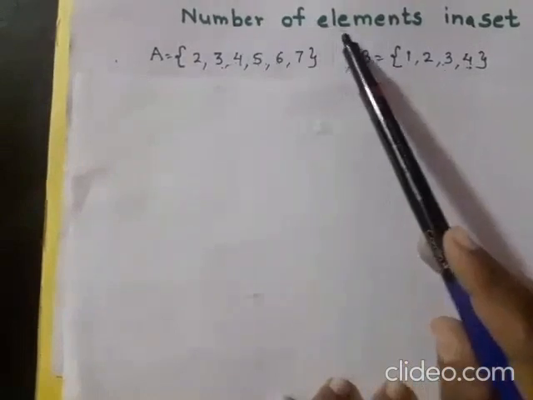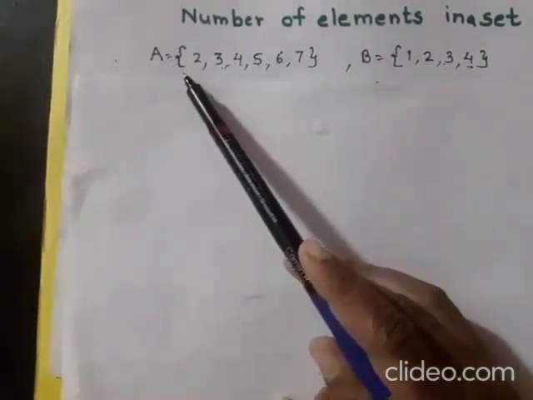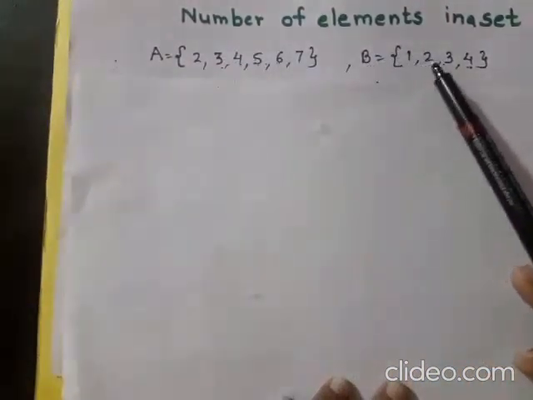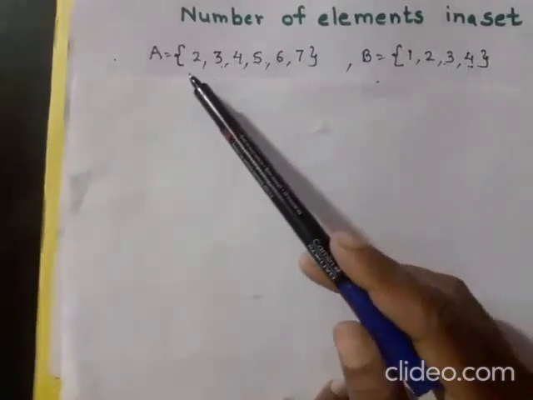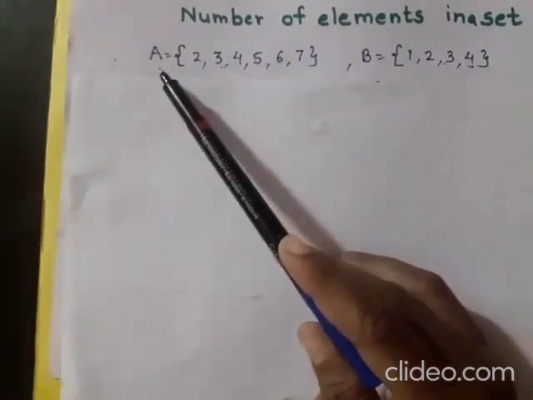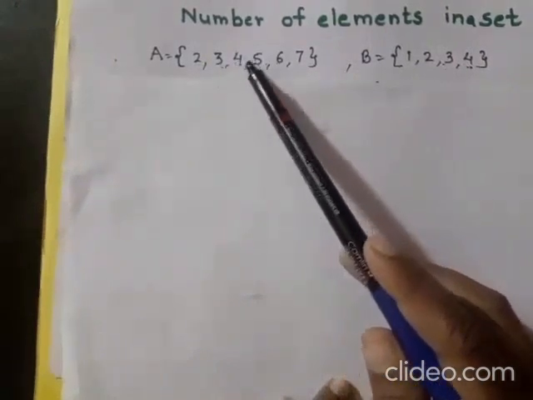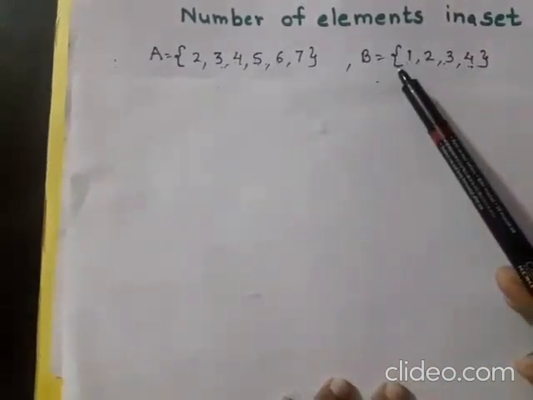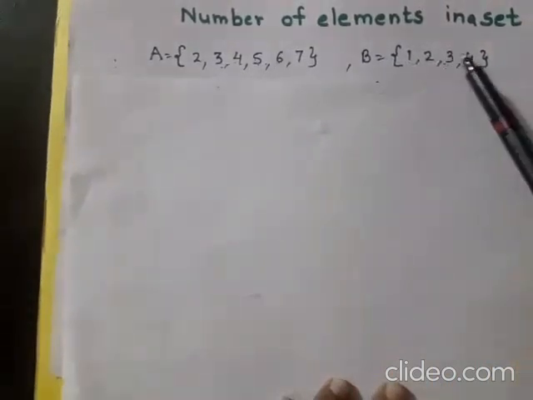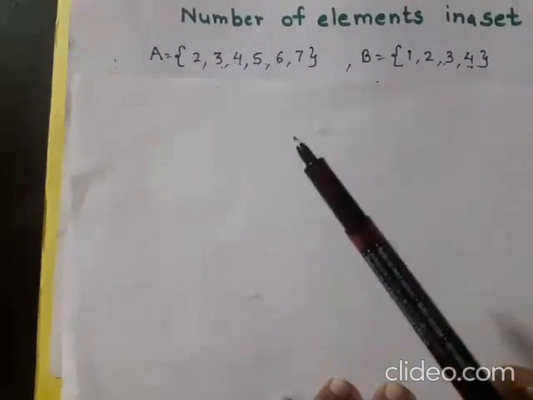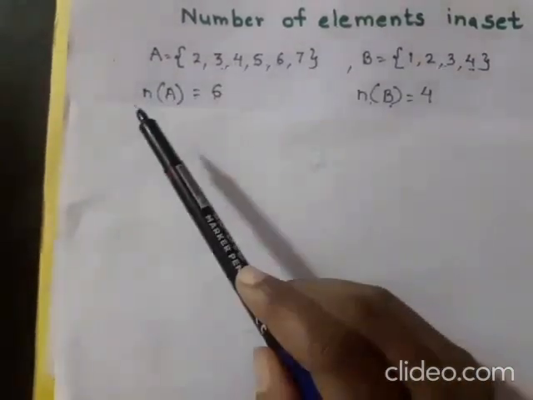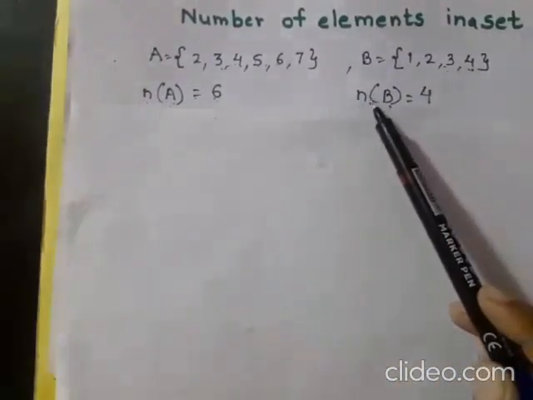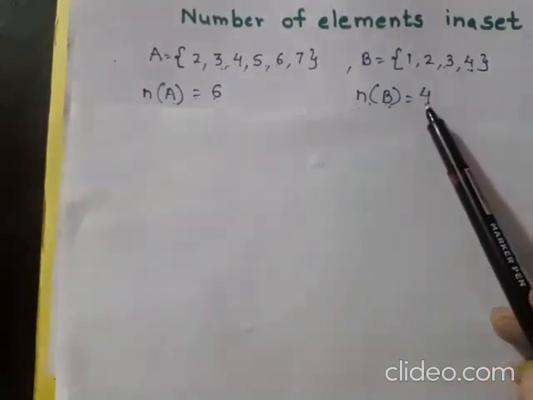Let us see the number of elements in a set. Here set A contains elements 2, 3, 4, 5, 6, 7. Set B contains elements 1, 2, 3, 4. Now, in total how many elements are there in set A? 1, 2, 3, 4, 5, 6. There are 6 elements in total. And how many elements are in set B? 1, 2, 3, 4. Set B contains 4 elements. Therefore, we will say the number of elements in set A is equal to 6 and the number of elements in set B is equal to 4.